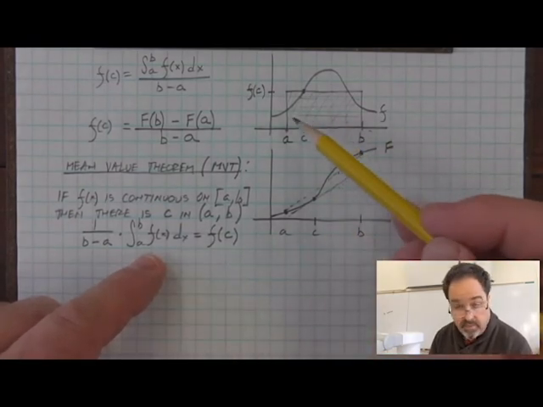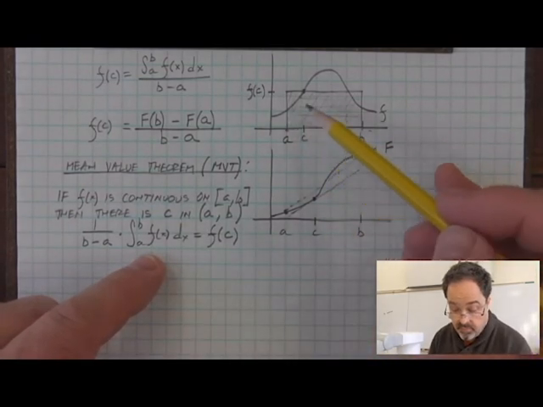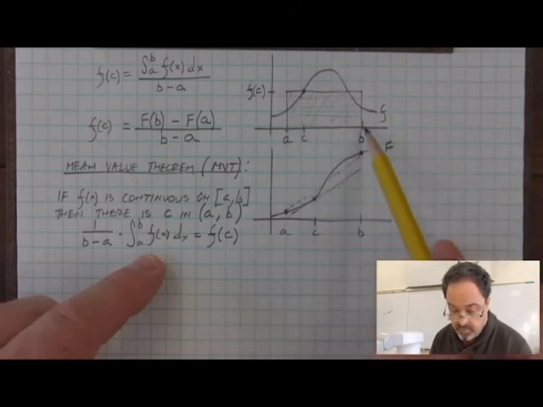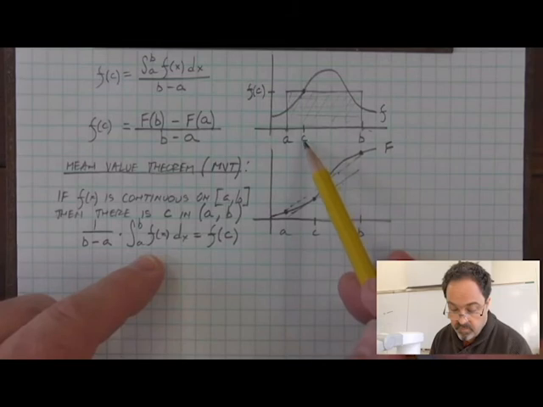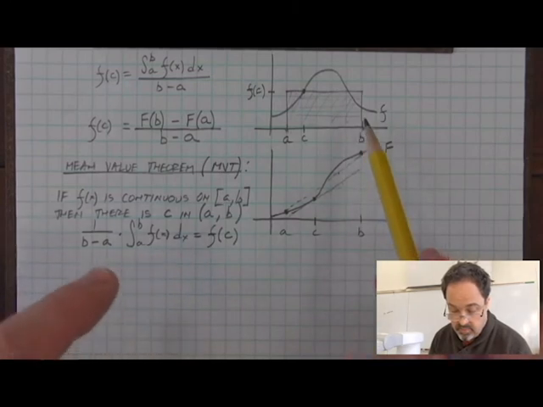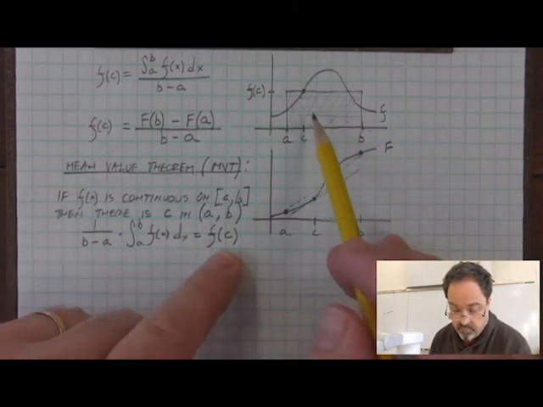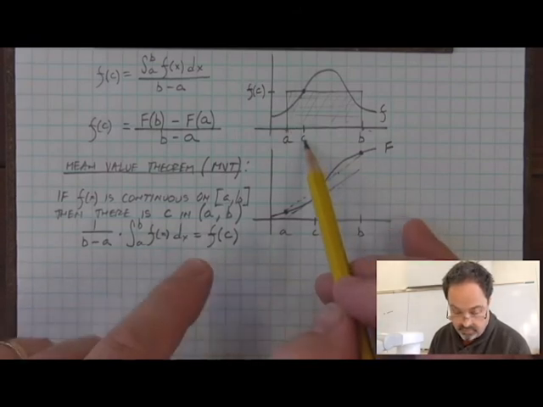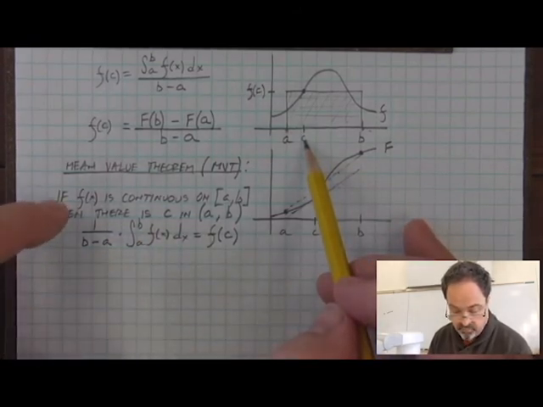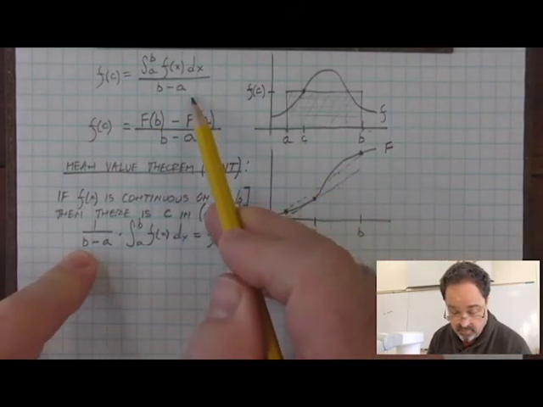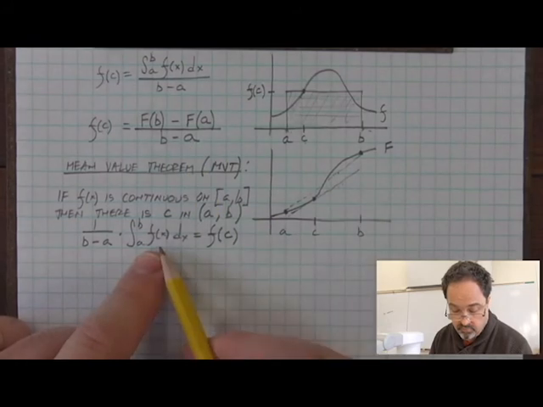In other words, this is capturing the idea in this first graph. If we have a continuous function defined on a closed interval from a to b, then there's going to be some place in that domain within the interval such that the average value, the value of the function evaluated at that place c, can be found by the expression 1 over b minus a, which is the same thing as dividing by b minus a, the area under the curve from a to b.